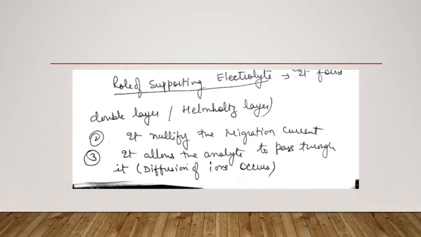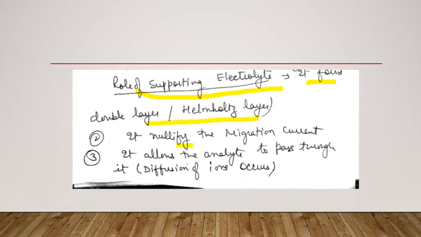So the main role of the supporting electrolyte is there. It forms the double layer, which is also called the Helmholtz layer. So what is the double layer? Over the mercury drop, the cations keep moving and form a layer; that is called the double layer or the Helmholtz layer. It nullifies the migration current.